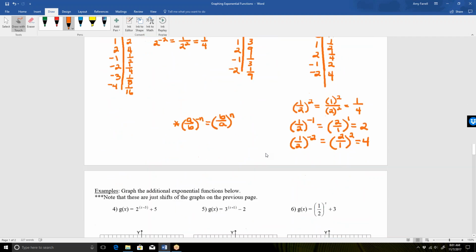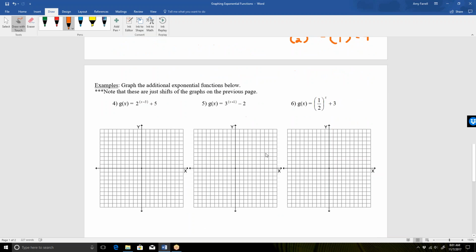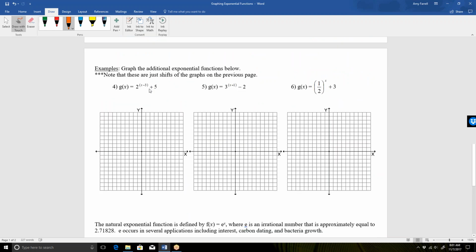The next thing we're going to look at is shifts. Now we've already seen some shifting in our class so far. So now we're going to shift these graphs that we've already made. So note that these are just shifts of the graphs on the previous page. So we still have a b of 2, a b of 3, and a b of 1/2. But instead of just an x, we have an x minus 3, we add 5. So we have to go back to our shifting rules from a couple units ago.